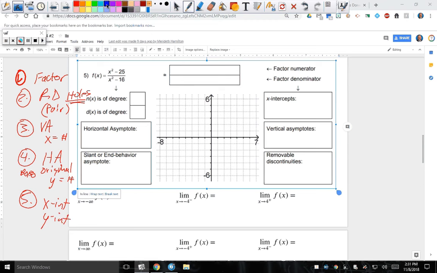So let us begin. If I factor number 5, what do I get in the numerator? Yep, x minus 5 and x plus 5, because it's a difference of squares, okay? If I factor the bottom, what would that be? x plus 4, yep, x plus 4, x minus 4. Step 1 is done. Step 2, identify the removable discontinuities. Are there any removable discontinuities right now? No, because you don't see a pair that could cancel out. So you're going to put none way over here on removable discontinuities, and you're good.